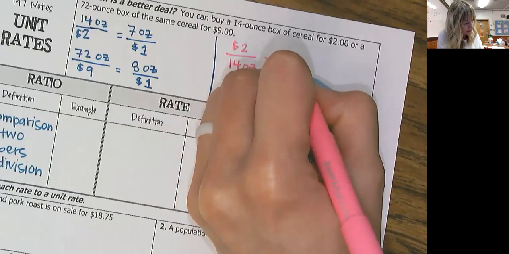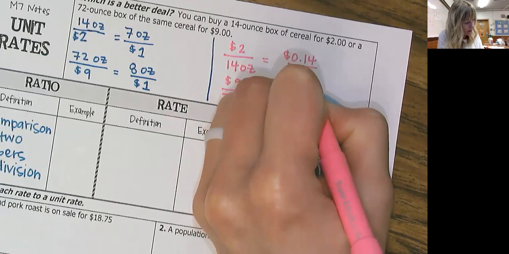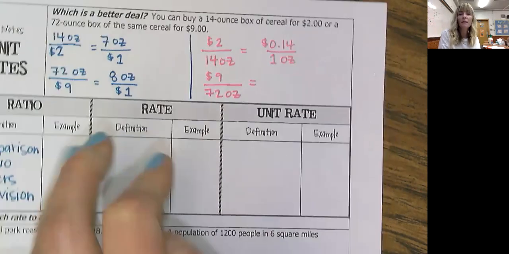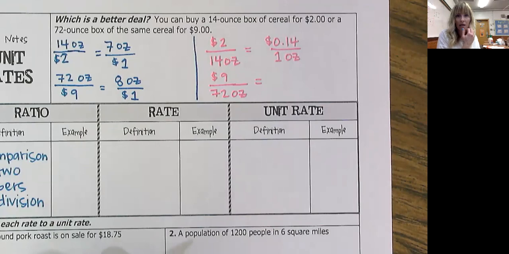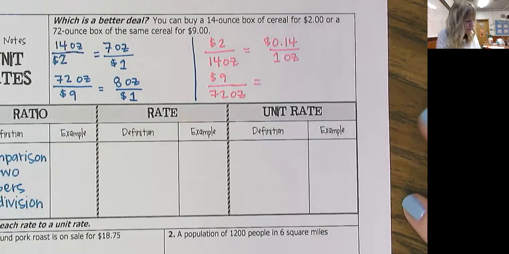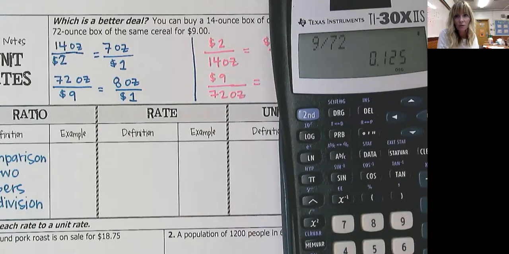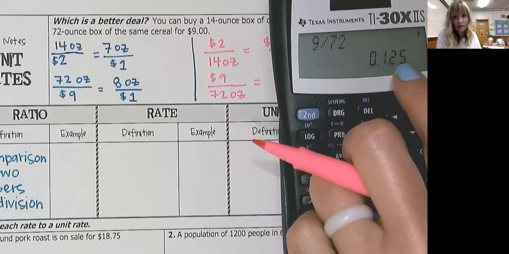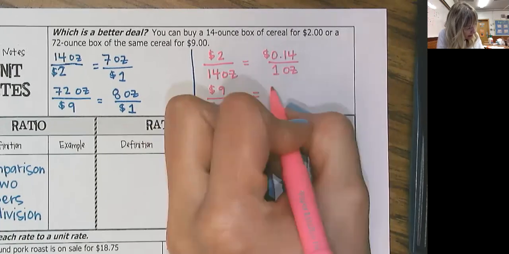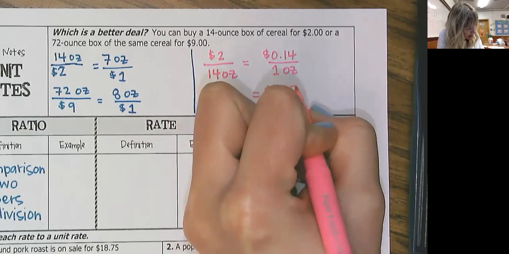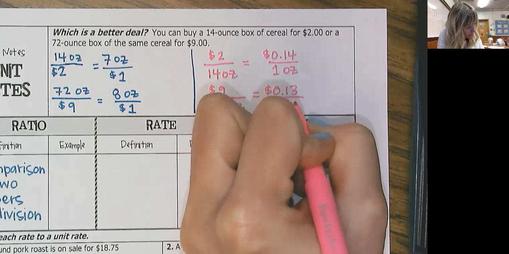So this is 14 cents for 1 ounce. That is what you get if you do that division. Really, it's like simplifying and making it out of 1. Okay, 14 cents for 1 ounce. And then if I do the other one, $9 divided by 72, okay, that's going to round to 13 cents. That 5 will bump it up. So this one is 13 cents per ounce for 1 ounce.